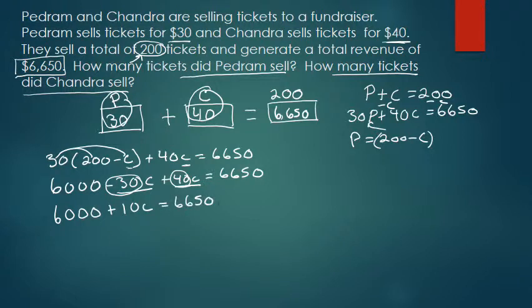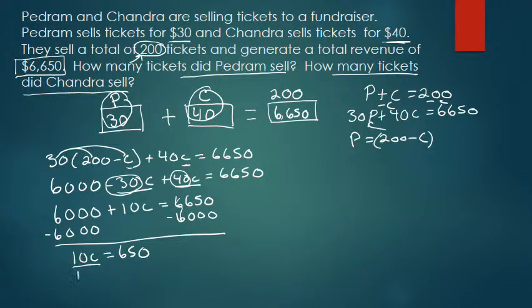6,650. I subtract 6,000 from both sides, and I have 10C equals, that goes away, and I'm left with 650. Now I divide by 10 to get that C by itself, then I get that C equals 65. Now again, C goes with the $40 tickets, so Chandra sold 65 $40 tickets.